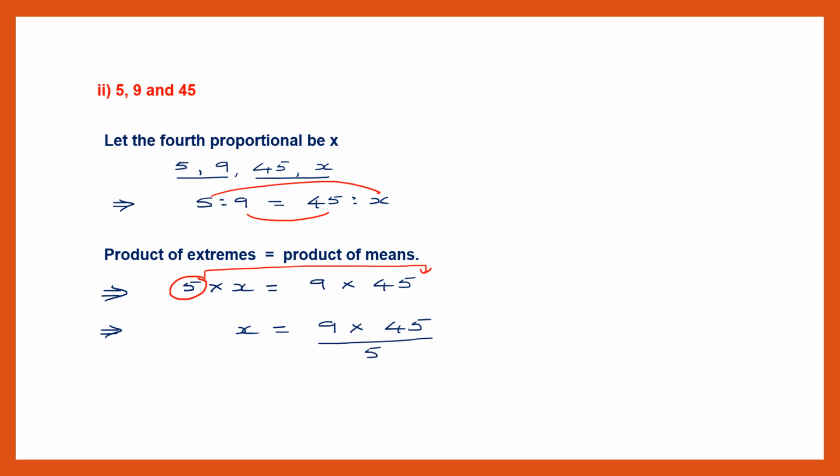Now let's cancel. We can cancel 5 and 45. 5 nines are 45. So what do we have here? 9 into 9, that is 81. That means the value of x is equal to 81. So we have found the fourth proportional. The fourth proportional is 81. So we found our answer here.